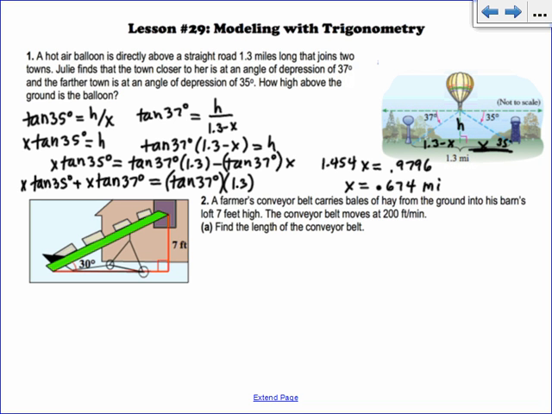Is that what we wanted in the end? No, we wanted how high was the balloon. So the very last thing, go to any equation that has an h. So we'll go back over here, and we're going to say, well, we have our x value, take our x times tangent of 35, and we get h. So h is going to be 0.472 miles. So that's our answer.